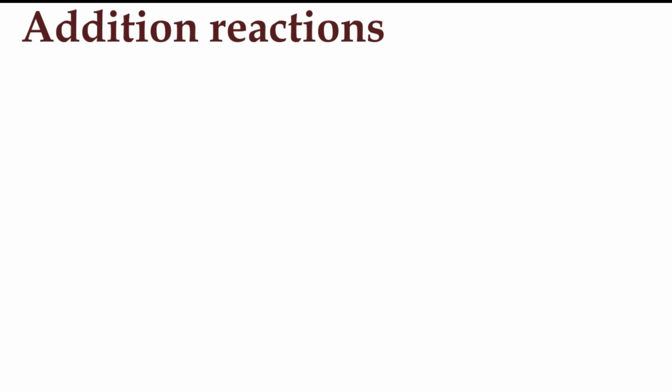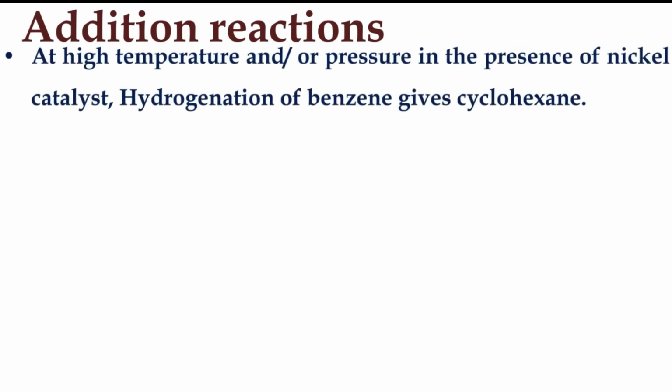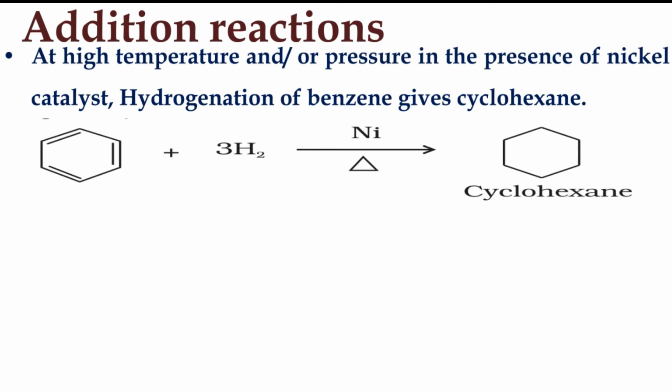Addition reaction means nothing is removed or substituted. Here into the compound a new species is entered. At high temperatures and or high pressures, in presence of nickel catalyst, hydrogenation of benzene gives cyclohexane. So here 3 hydrogen molecules, a total of 6 hydrogen atoms attach to 6 positions in the benzene ring, and it forms a hexagonal ring without double bond as cyclohexane.